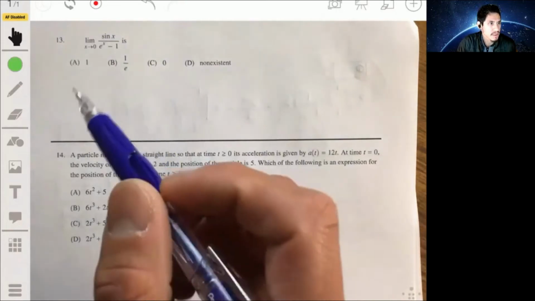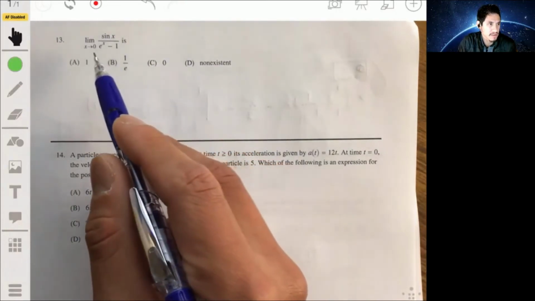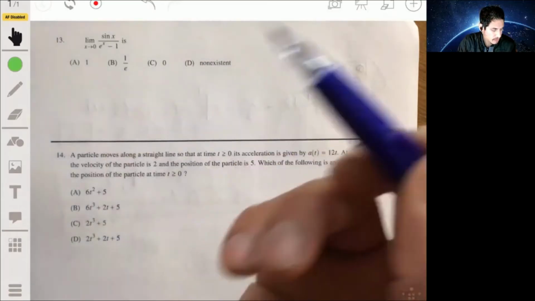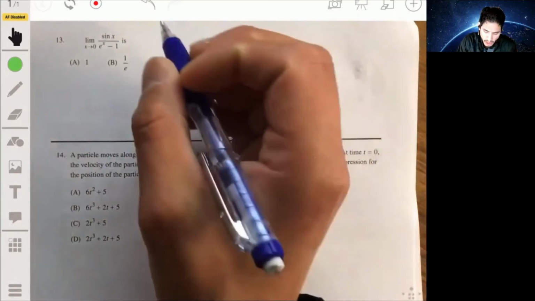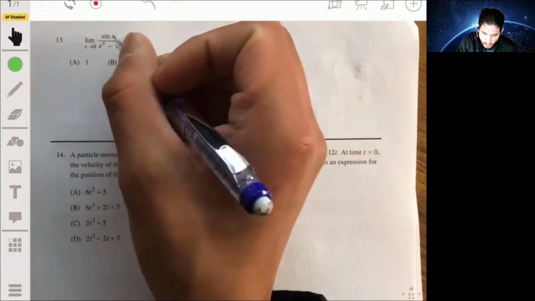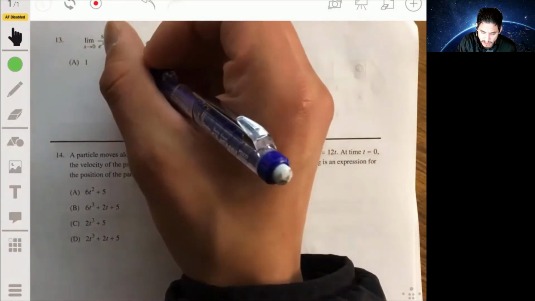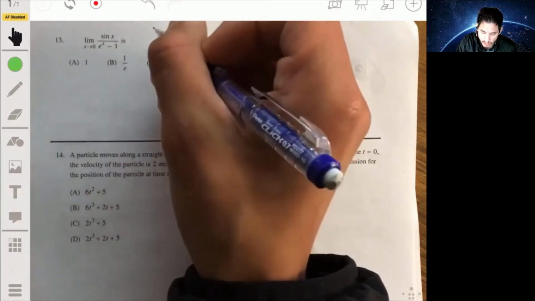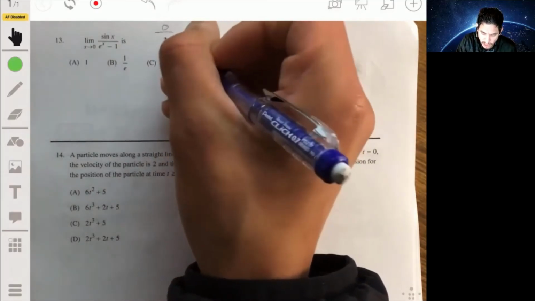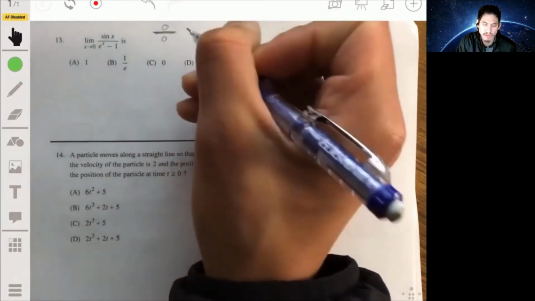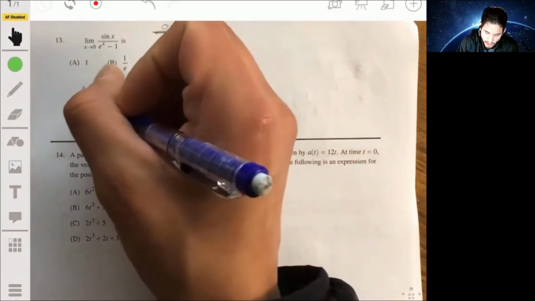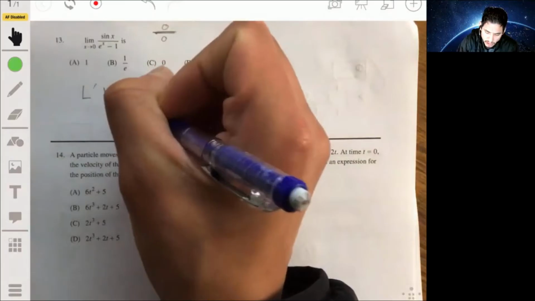Okay, in 13, we want to find the limit as x goes to 0 of sine of x over e to the x minus 1. And so here, if you were to plug in 0 for x, you would get sine of 0 over e to the 0 minus 1. You would essentially get 0 over 0. This is an indeterminate form, excuse me. So you want to use L'Hopital's rule.